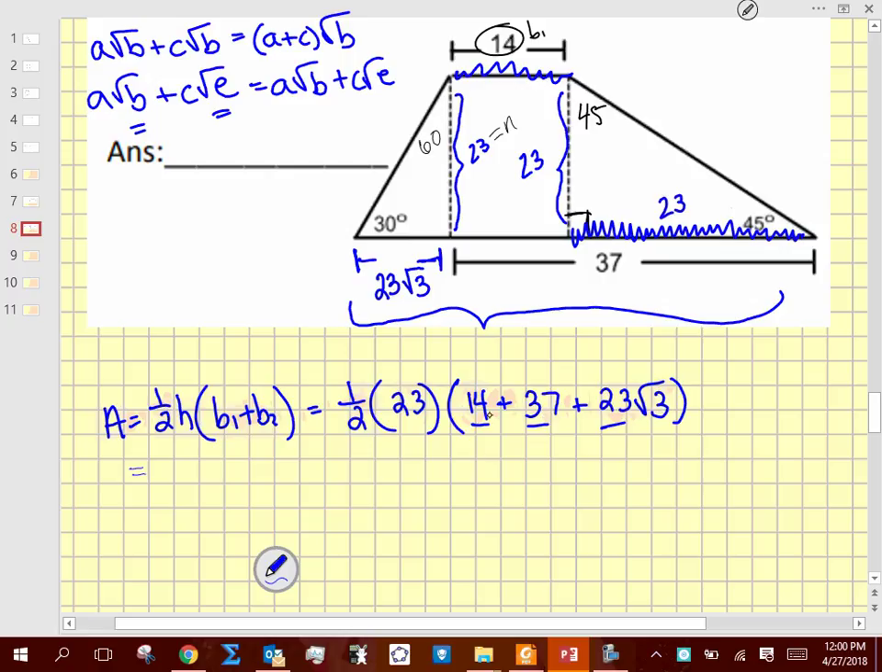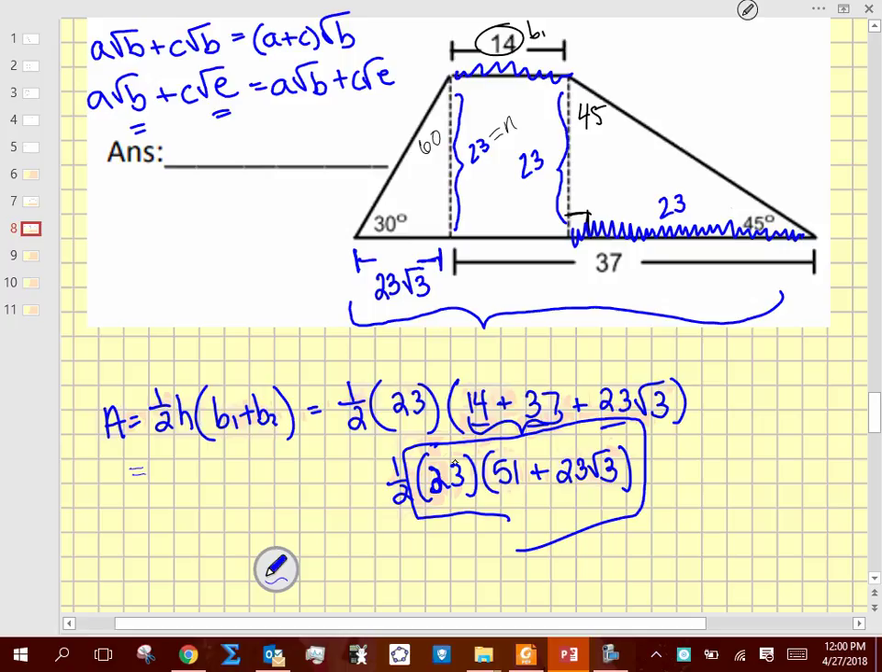Okay. So, 14 and 37 add to give me what? 51. And then I still got my 23 radical 3 being added to that. Okay. Now I am looking at this 1/2 and this 23. Do they work well together? Not really, because this one's odd, right? If it was even, yeah, I'd run that 1/2 through that number, and if it was 24, I'd run that through and get 12, right? And that'd be a nice number to have. So I'm not going to deal with the 1/2 right away. I'm going to see if we can look at just this stuff.